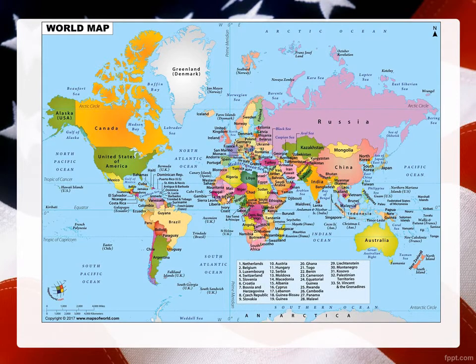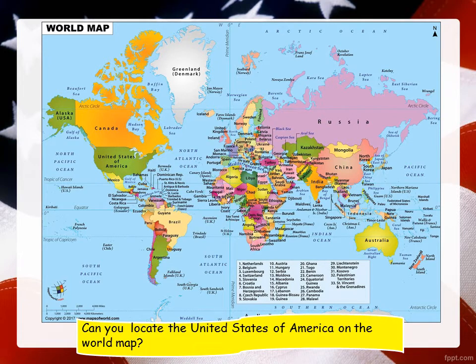Okay, grade 4. We have the world map here. I want you to take a look at it and study it. After this, I have some questions for you. First one: can you locate where the United States of America is? Let's see if you are right. There you go. It is located in the continent of North America, and it borders south of Canada and north of Mexico.